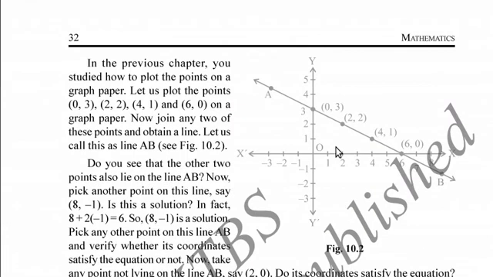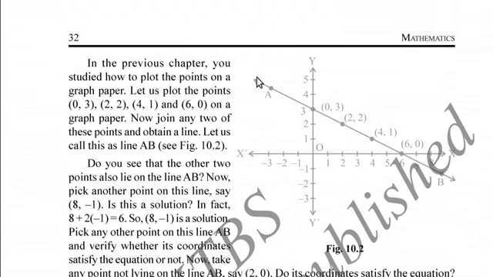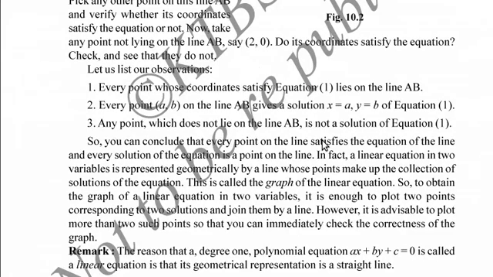Once you plot a graph using those values given in the table, we will get this: 0, 3; 2, 2; 4, 1; 6, 0. When you connect all these points, you will get a straight line. Now let us observe some of the things.